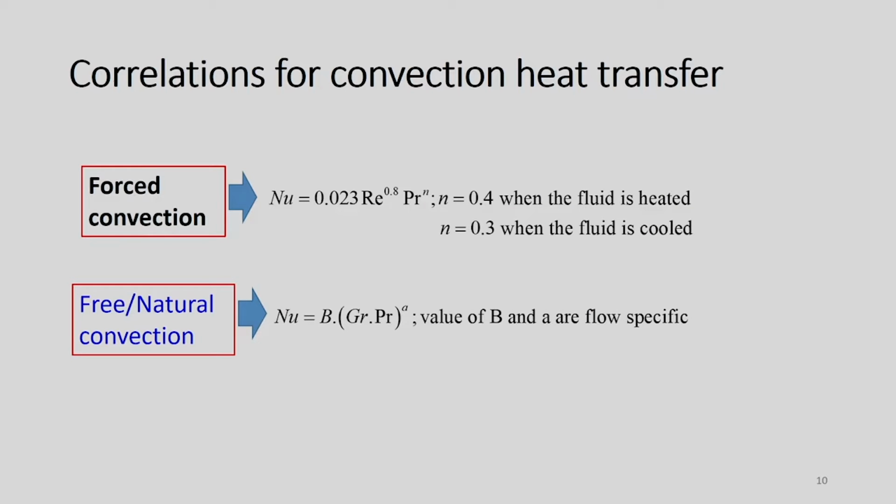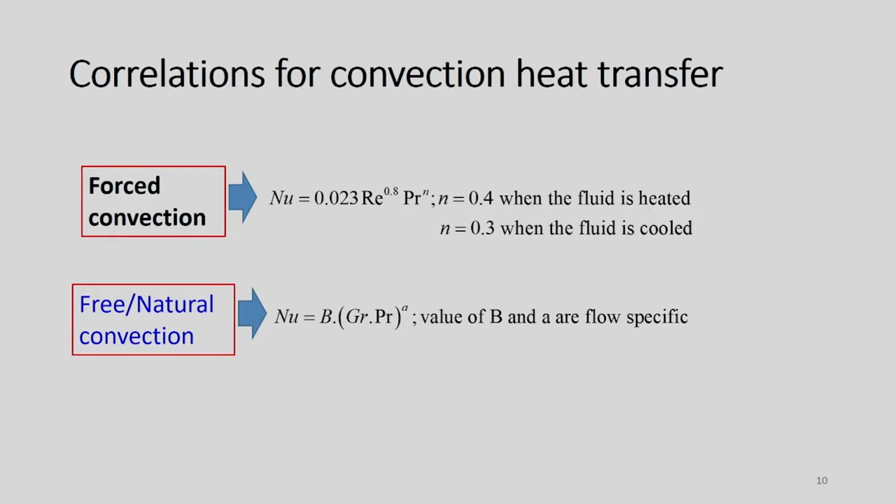So, there are many correlations to estimate the heat transfer coefficient. These are just representative correlations. This correlation is the Dittus-Boelter correlation, which is valid for forced convection. The Nusselt number is a function of Reynolds number and Prandtl number. So, Nu is equal to 0.023 multiplied by Reynolds number to the power of 0.8, multiplied by Prandtl number to the power of n. Here, n is equal to 0.4 when the fluid is heated and n is equal to 0.3 when the fluid is cooled. And in case of natural convection, we can use this kind of correlation.